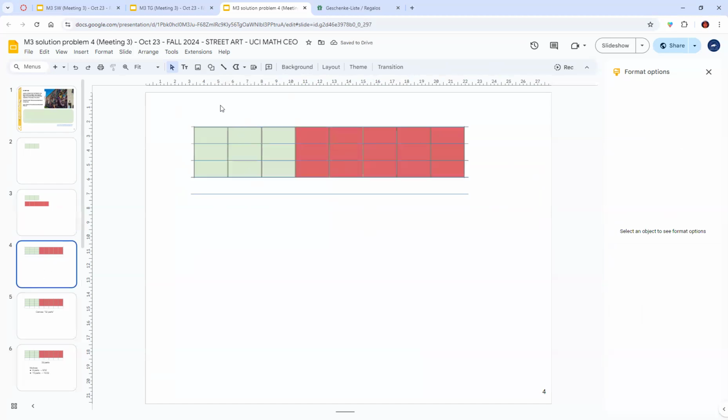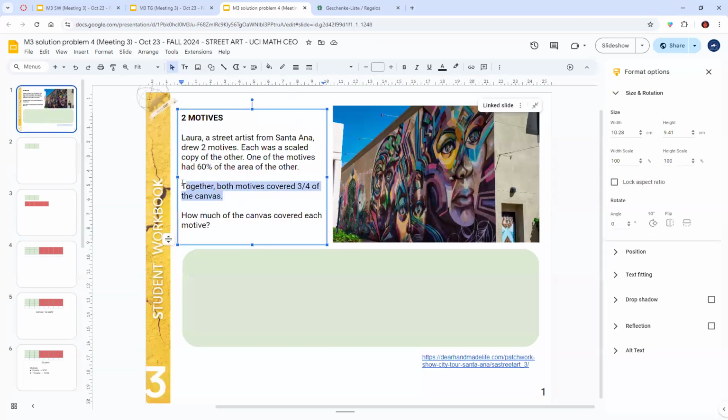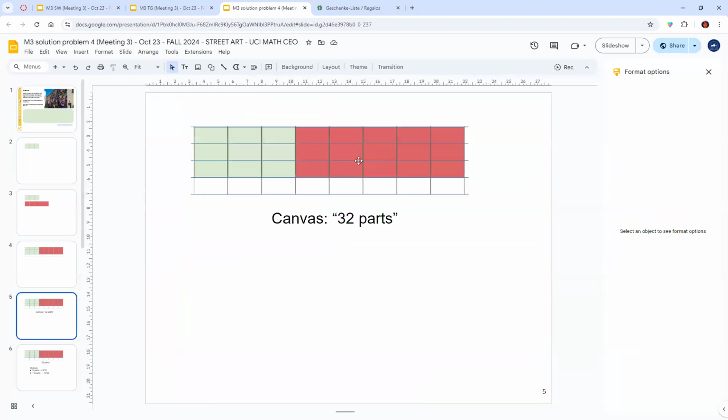Let's put them together in a line, and then stretch them a little bit so that we can still have the relation between these two motifs. And now, what are these grid lines? Well, this part says that both motifs together cover 3/4 of the canvas. So now we can see that the whole canvas would be this big. We can see that the two motifs are exactly 3/4 in size. And they have a relation of 3 to 5, or 60%.